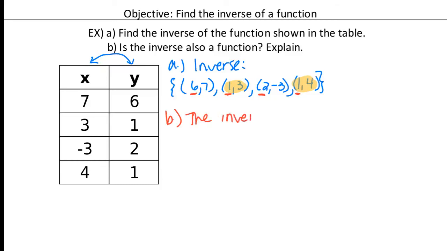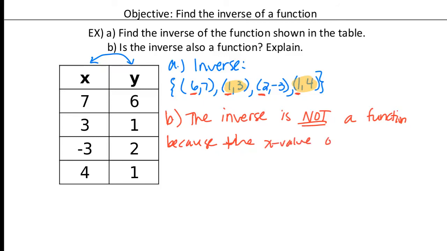So we say the inverse is not a function because the x value of 1 has 2 different y values. So the part A and the part B is basically the same. It's just we're looking at a table instead of pairs or a graph.